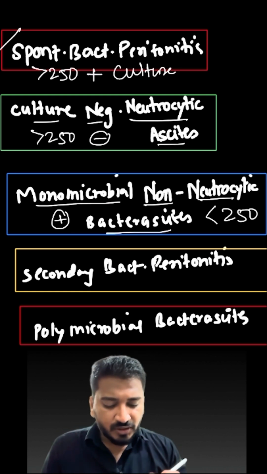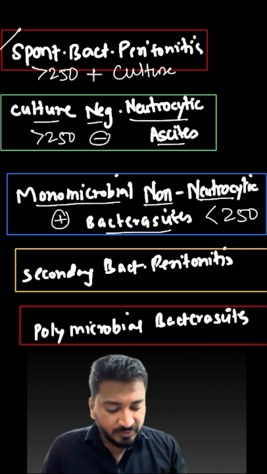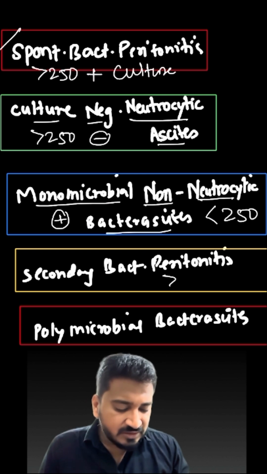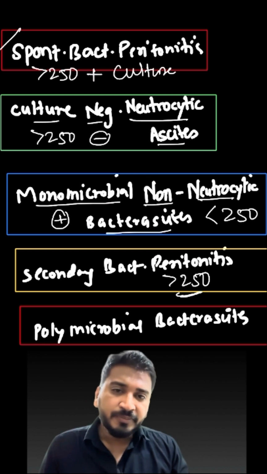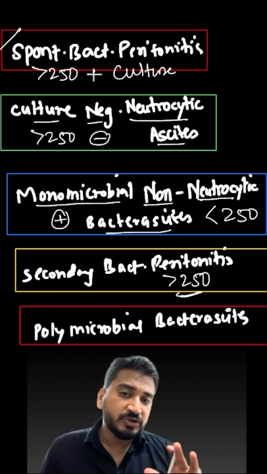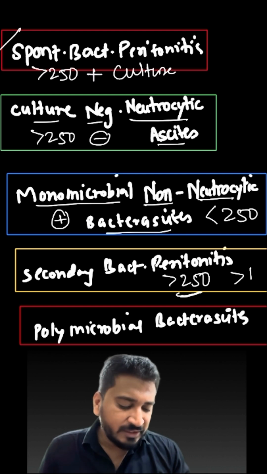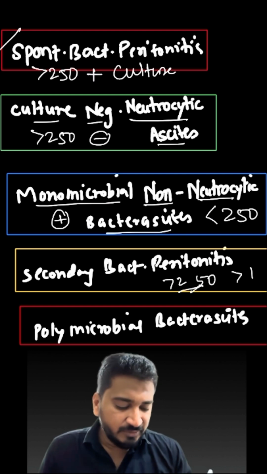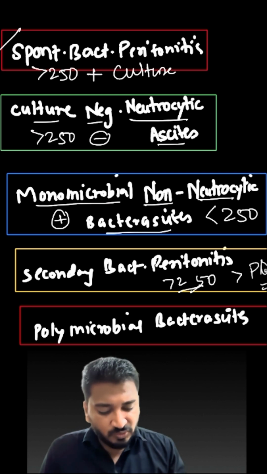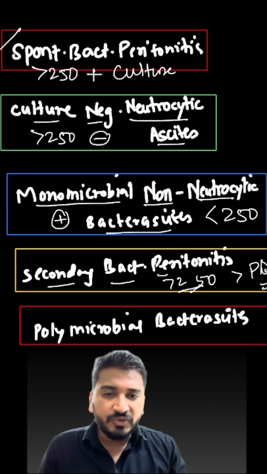Now another entity, that is, if the patient has neutrophils more than 250 but the culture is positive for more than one bacteria, that is polymicrobial, then it is known as secondary bacterial peritonitis.